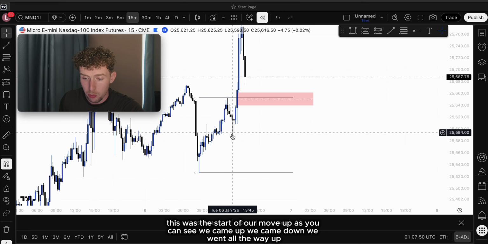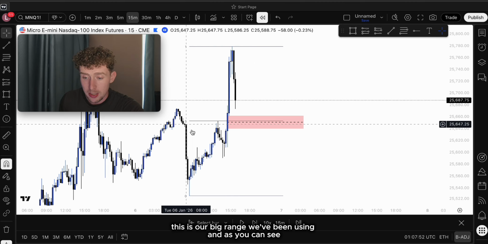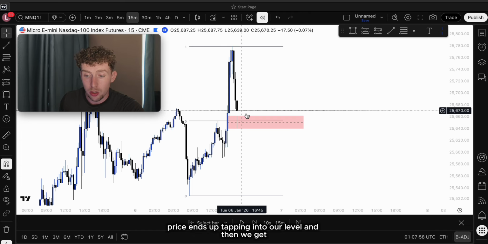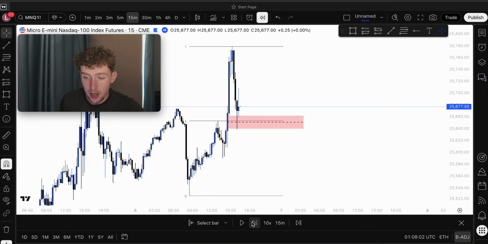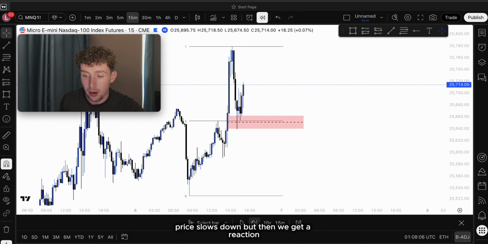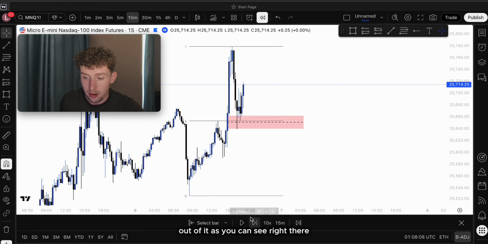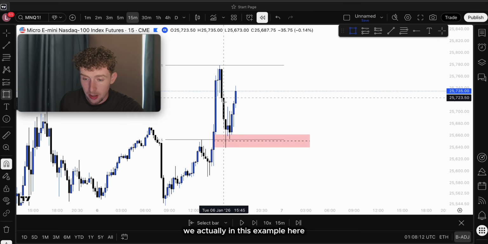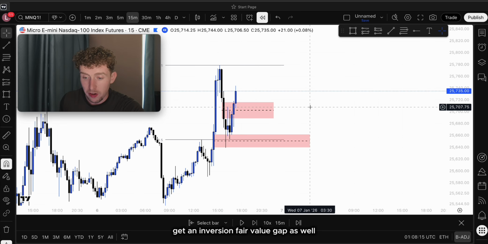As you can see, we came up, we came down, we went all the way up. This is our big range we've been using. And as you can see, price ends up tapping into our level, and then price slows down, but then we get our reaction out of it, as you can see right there. We actually, in this example here, get an inversion fair value gap as well.